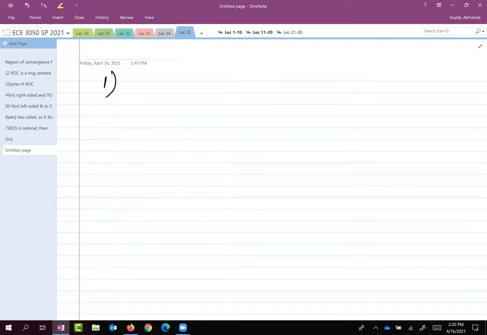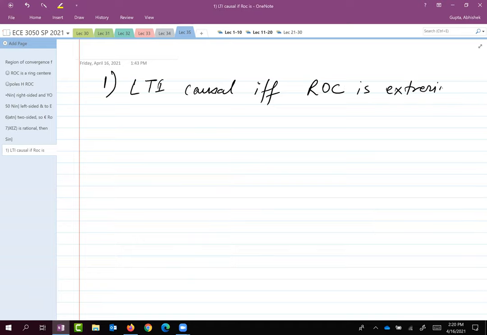So I'm going to just write four results. The first result is: LTI is causal if and only if ROC is exterior of a circle and extends to infinity.